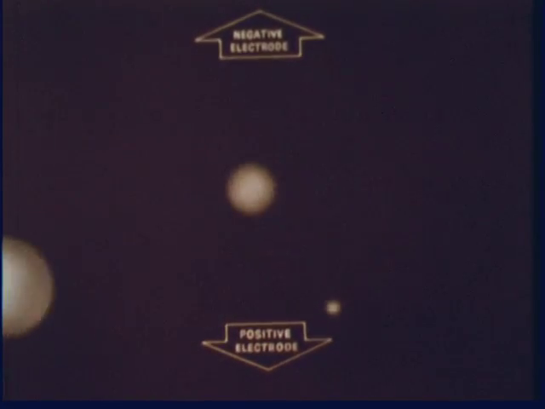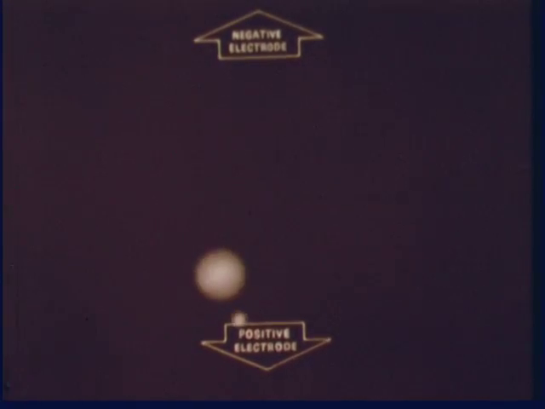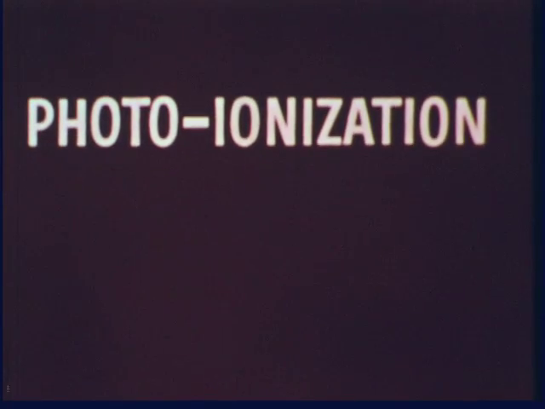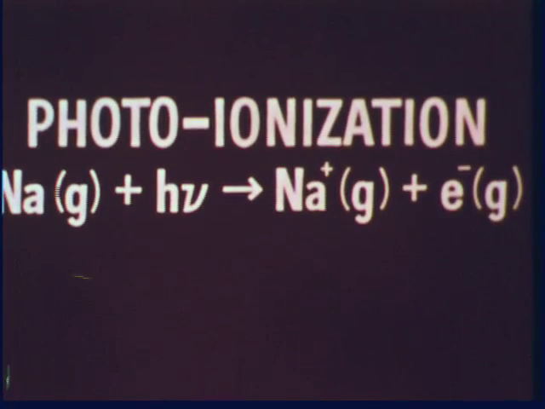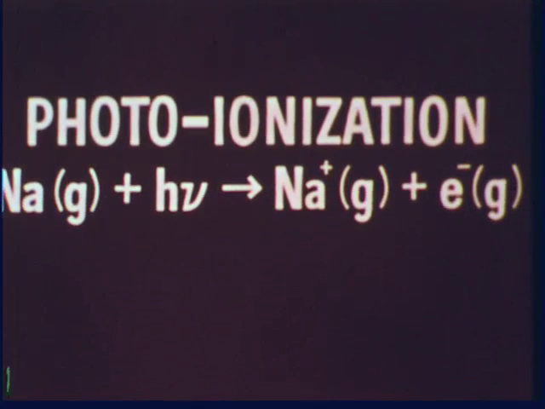Now let's take a look at this process on the molecular level. A sodium atom absorbs a photon, and almost immediately an electron is ejected. The resulting charged particles then move under the influence of the electrodes. This process is called photoionization. A sodium gas atom plus a photon gives a sodium gas ion plus 1 electron.